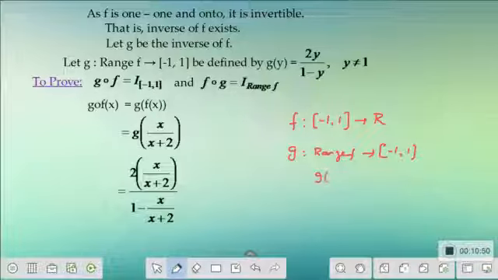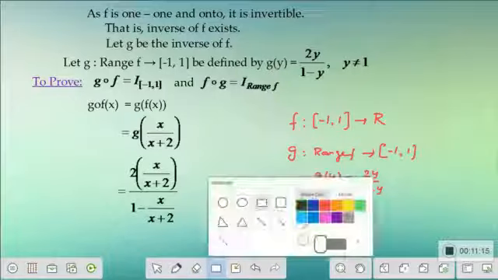So let me assume the function g in the form g of y is equal to 2y by 1 minus y, because g is defined from the range of f to the closed interval minus 1 comma 1. So the range of f can have elements only in the form of 2y by 1 minus y. So we are going to define a function from this to this. Let me put it in a diagrammatic manner, which will be more convenient for you to understand.